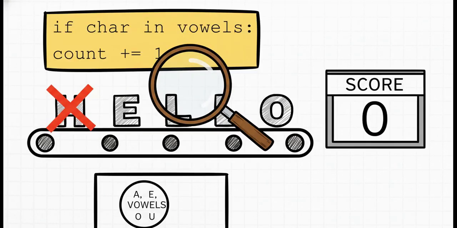Okay, so now that our text is all nicely standardized, we can just loop through it one character at a time. And for each character, we ask a simple question. Is this character in our vowels string? If the answer is yes, we just bump our counter up by 1. If not, we just move on to the next one.